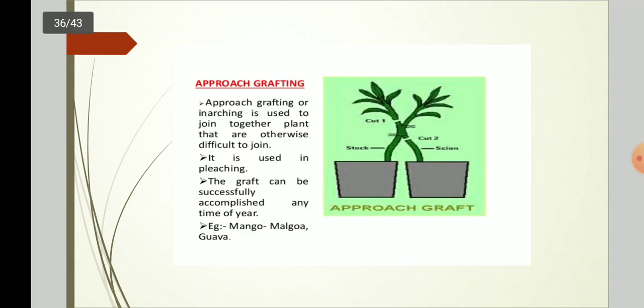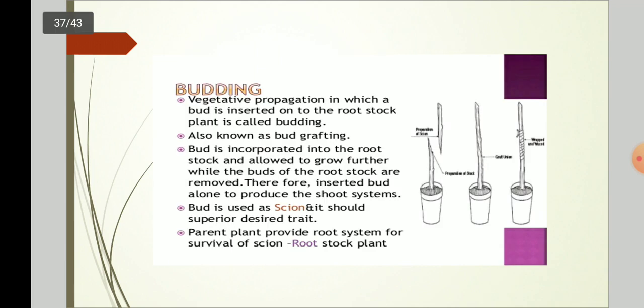Next is approach grafting. Approach grafting or inarching is used to join together plants that are otherwise difficult to join. It is used in bleaching. The graft can be successfully accomplished any time of the year. Generally, this type of grafting is done in mango, guava, etc.